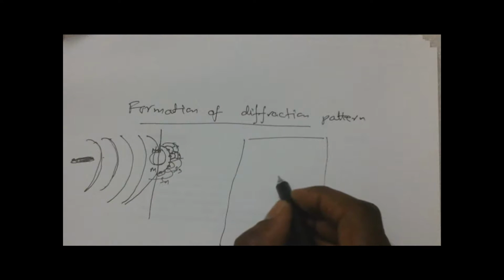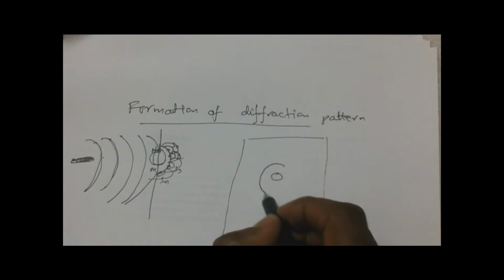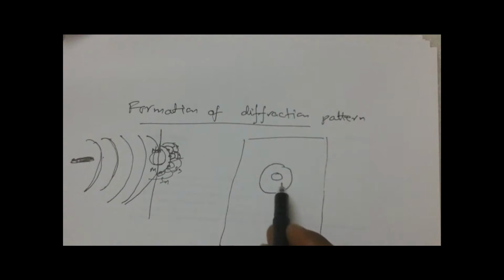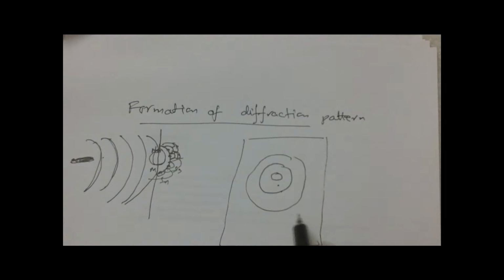as in the shadow region: central bright, first dark, second bright, third dark, again bright, again dark. Like this, bright and dark fringes continuously happen.